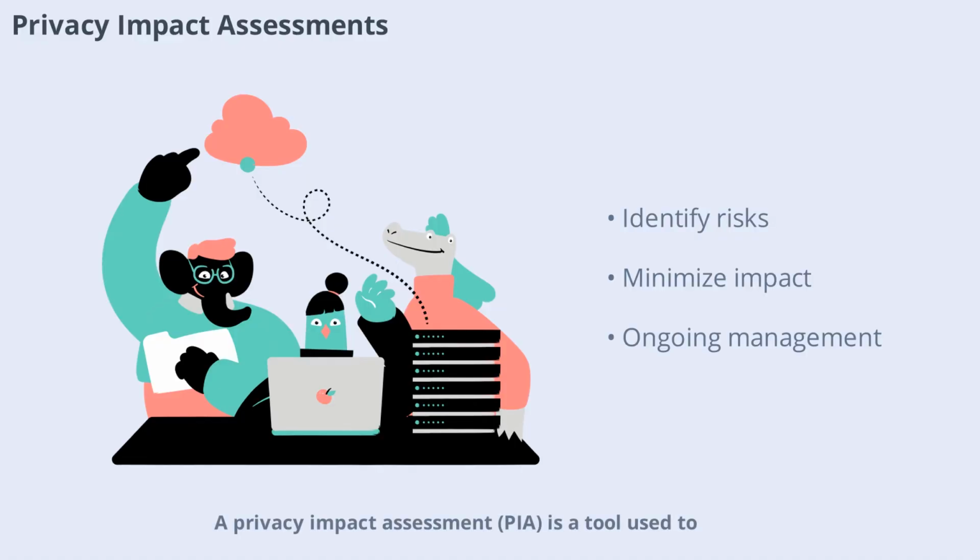Privacy Impact Assessment (PIA) is a tool used to identify and minimize privacy risks in new projects or systems. Conducting PIAs helps organizations understand how PII will be used and what safeguards are needed. Regular assessments are a best practice for ongoing privacy management.